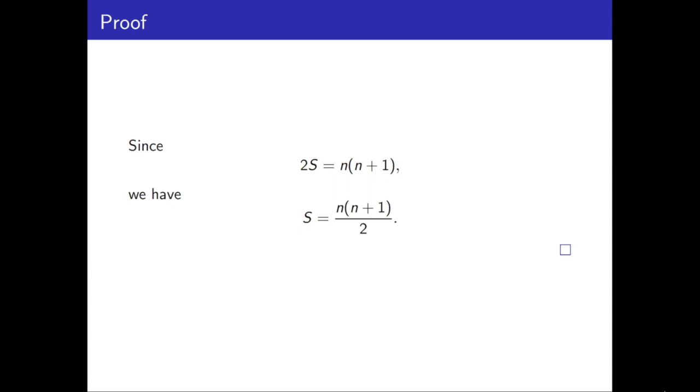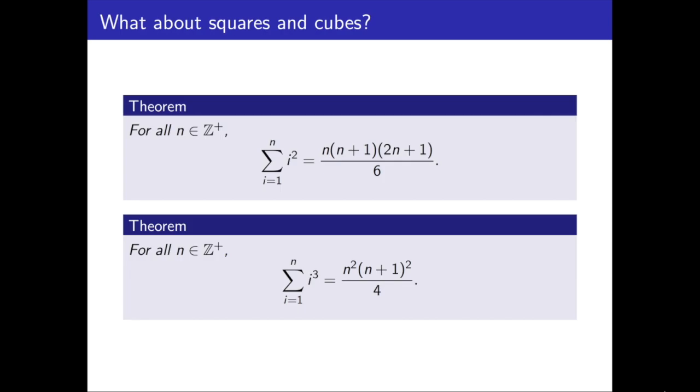Now, you might ask, what about other values? So instead of adding the first n numbers, perhaps we could add their squares or their cubes. Why can't we do that? Well, we can. The proofs are a little bit more complicated, so we're not going to be looking into those in detail right now. But we do have expressions for the sum of the first n squares and the sum of the first n cubes, and so on. So I've got those expressions here, and you can use them, we just won't be proving them.